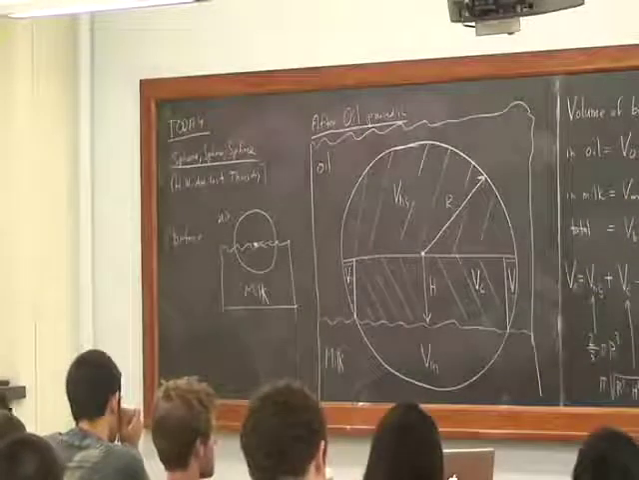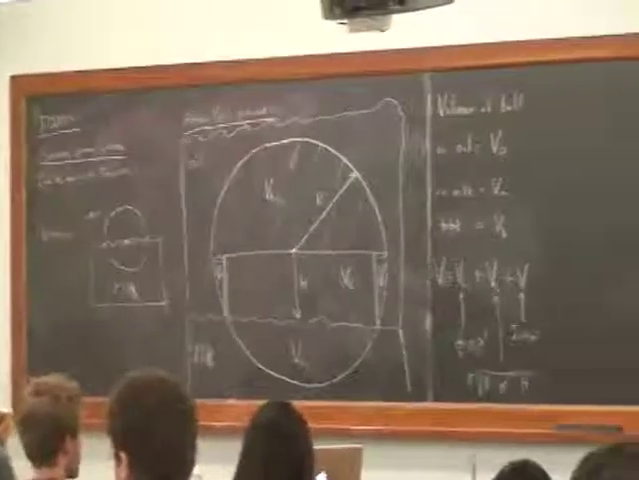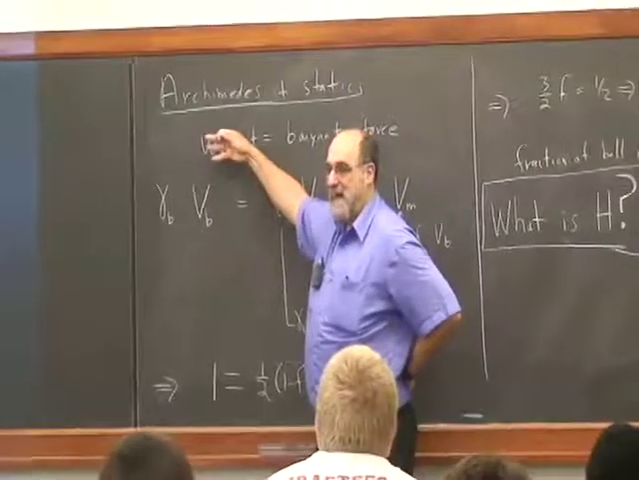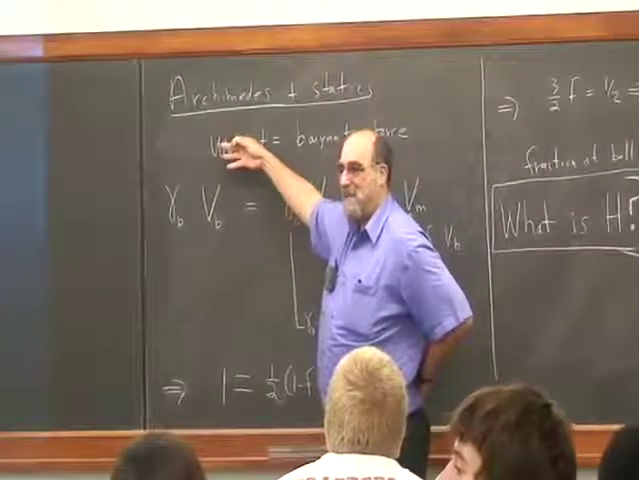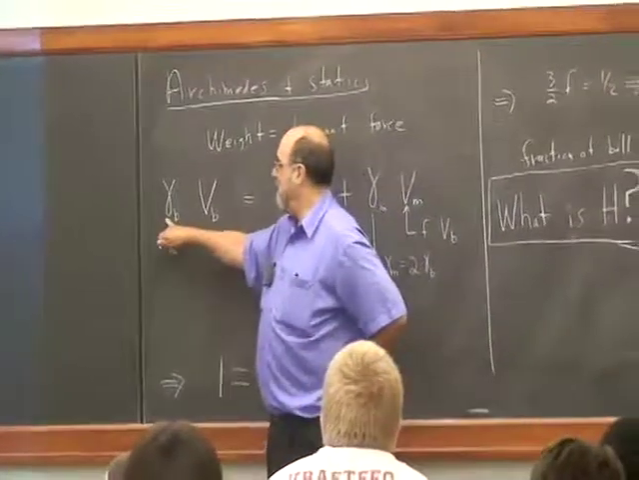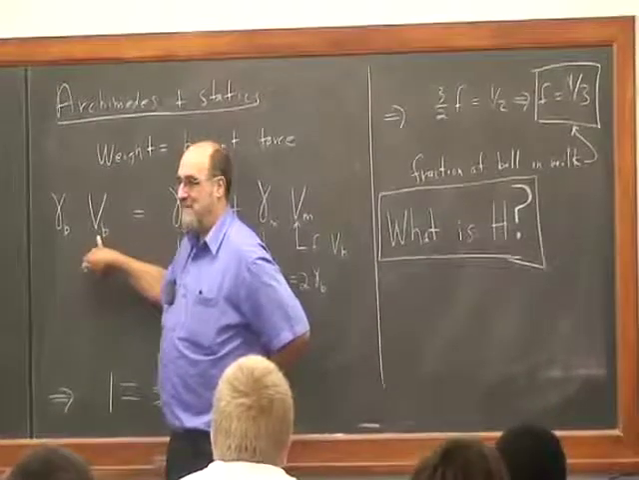And we know from Archimedes' principle that the buoyant force is equal to the weight of the displaced fluid. And we know from statics that if this thing is static, the weight of gravity pulling down on the ball is equal to the buoyant force. What's the weight of gravity pulling down on the ball is the density of the ball times the volume of the ball.